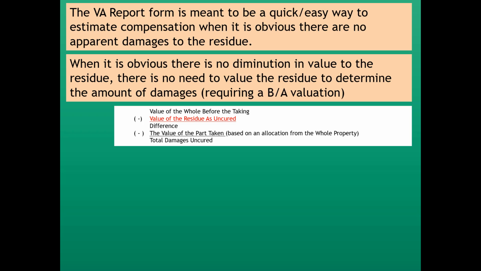We subtract the value of the residue as cured from the value of the whole, and that gives us a mathematical difference. And from that difference, we subtract the value of the part taken, which was based on an allocation from the whole property, and that gives us total damages uncured. If we're doing a VA, we don't have to value the residue as uncured. Therefore, we don't have to deal with a difference.